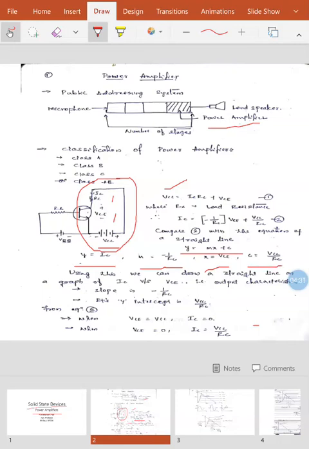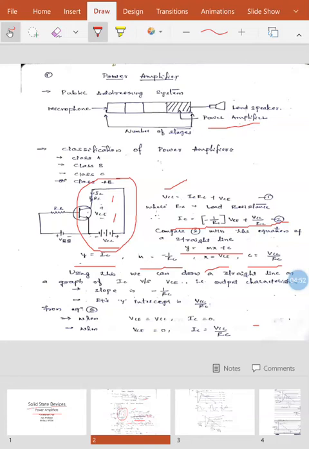Okay? So whatever equation we have derived for the output is nothing but the equation of a straight line. So let us draw this straight line in the output curve. Using this, we can draw a straight line on the graph of IC versus VCE, that is, the output characteristics.